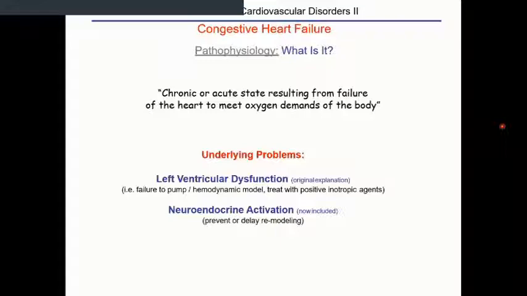So based on the hemodynamic model of heart failure, we know that systolic heart failure, or heart failure with reduced ejection fraction, has been defined by the presence of impaired contractility of the left ventricle. So this is most commonly conveyed by an ejection fraction of less than 40%. So the magic figure here is less than 40% of your ejection fraction. So this drop in contractility may be associated with chamber dilatation and decreased stroke volume.